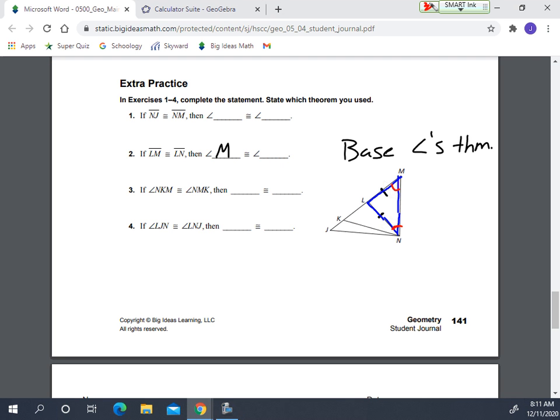Well, we start at a point from the side that we're working with and the other side that we're working with. So we got to go from L to N to M. So angle LNM. We have to make sure that N is in the middle. Perfect. Let's try number 3.